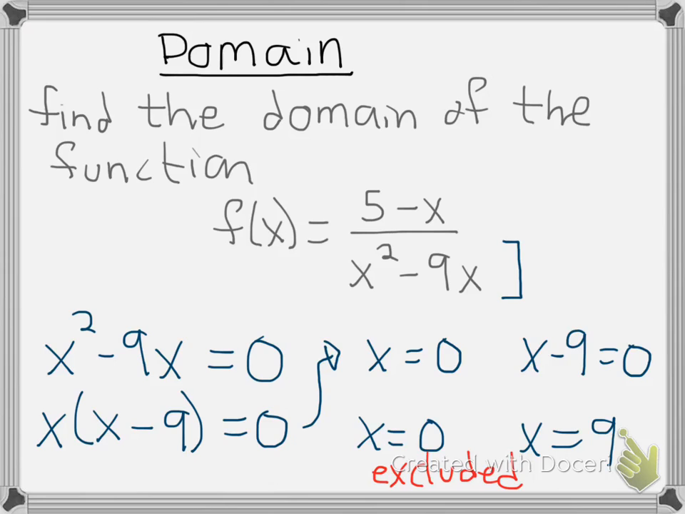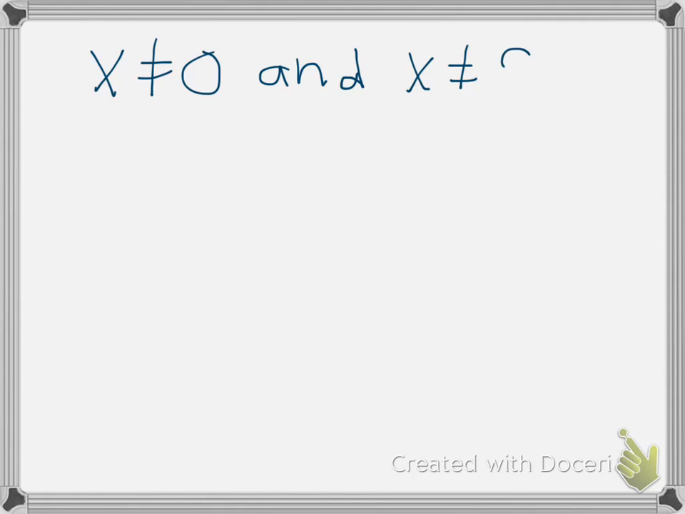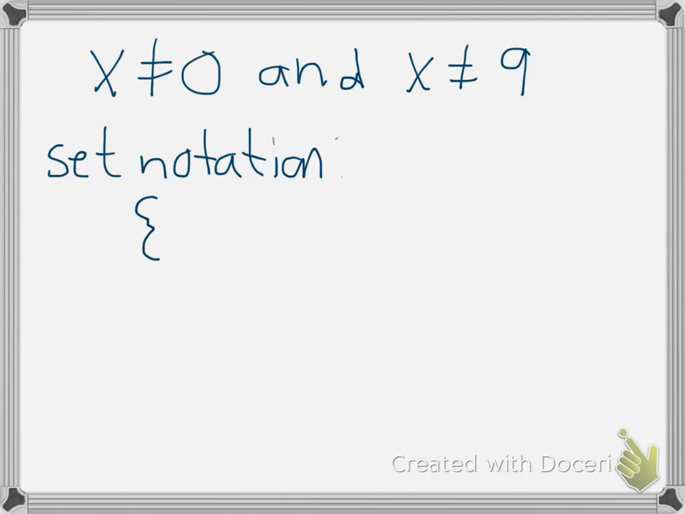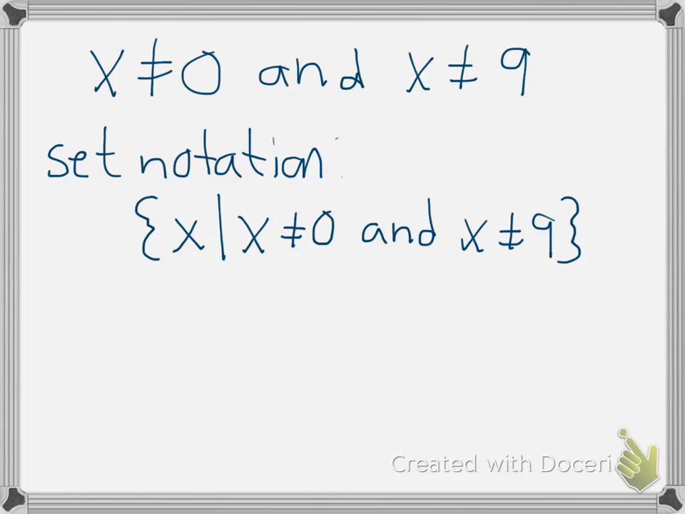Okay. So when we talk about exclusions from the domain, we're going to represent this in a couple of different ways for you guys. So we are going to talk about how x cannot equal 0 and x cannot equal 9. So this is the way we can write this in set notation: the set of all x such that x cannot equal 0 and x cannot equal 9. So that is one way of representing the solution. So this is the domain. I'm going to call that capital D for the domain.